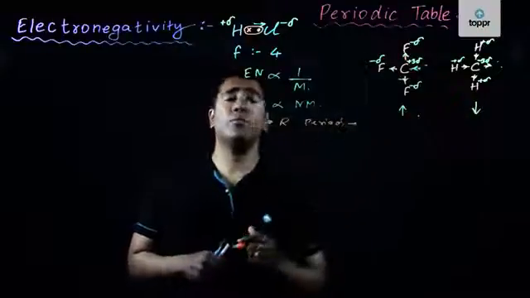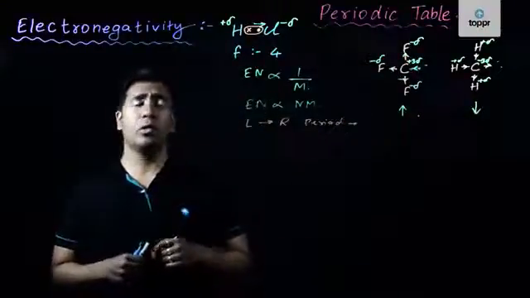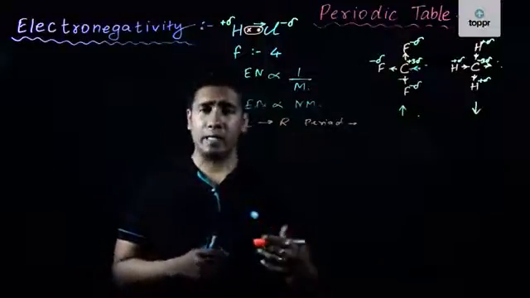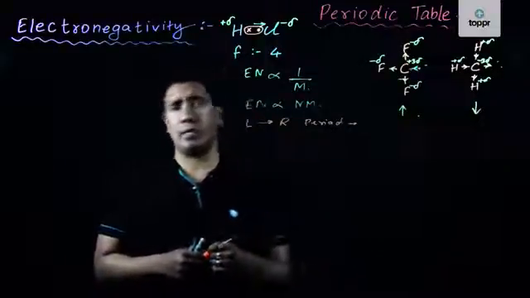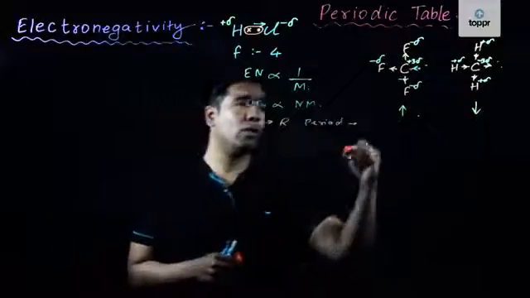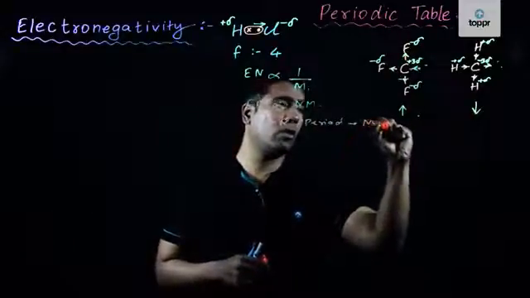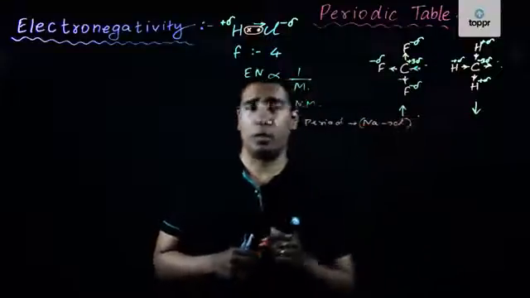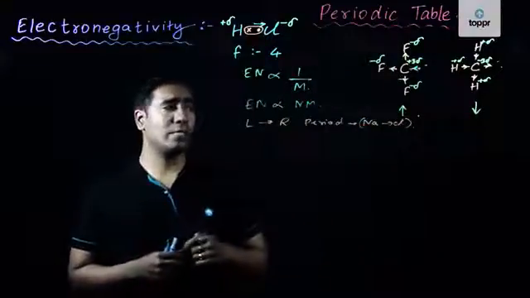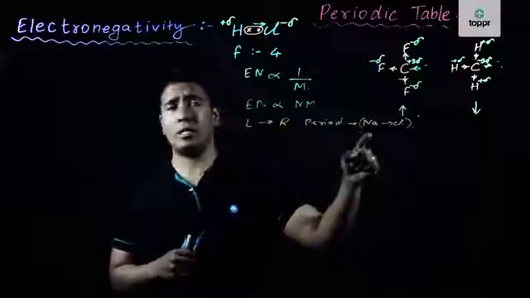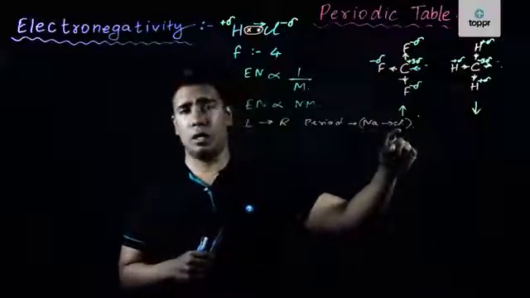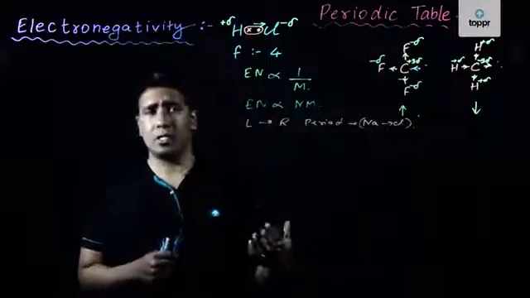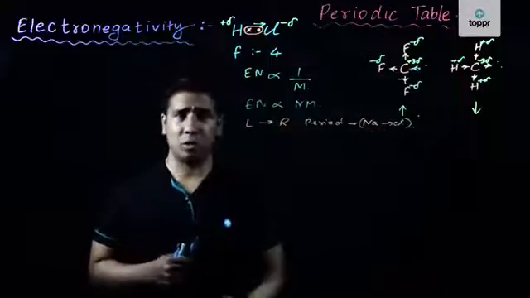My dear friends, as we move from left to right in a period, we know that the metallic character, as we have already studied, decreases, and the non-metallic character increases. For example, as we go from sodium to chlorine in the periodic table, we know that sodium has the least tendency of trying to accept electrons.